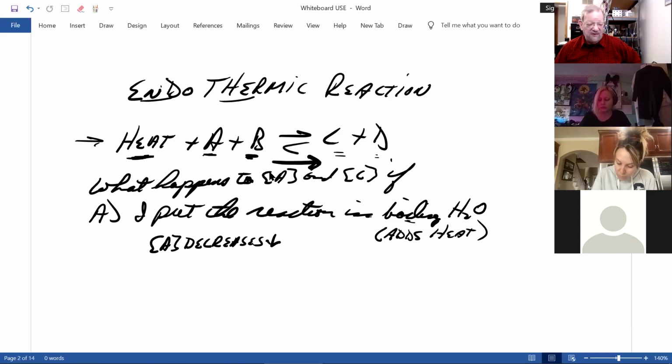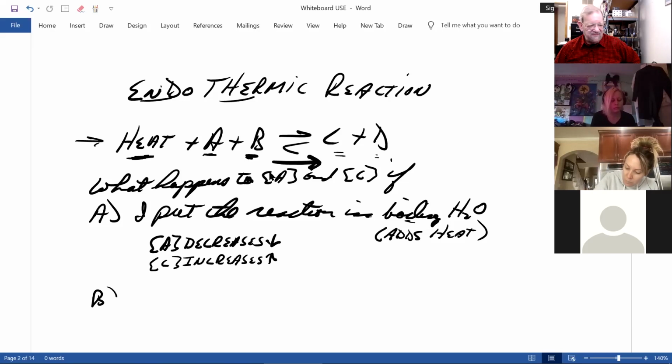If I make more of something, do I have more or less of it? And the answer is more. Therefore, the amount you have, the concentration, increases. And that's how it works. And your turn.